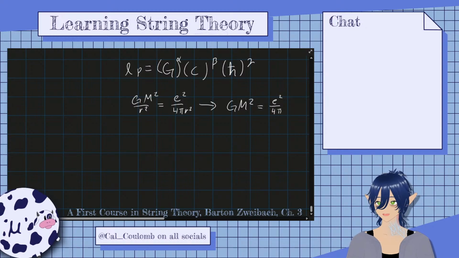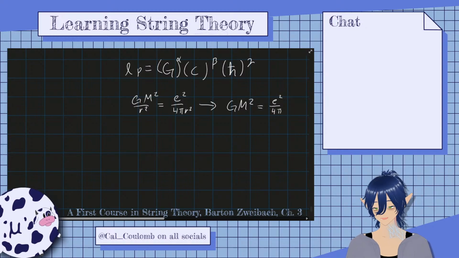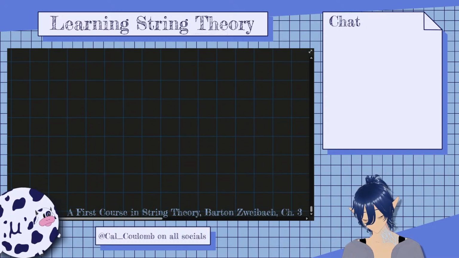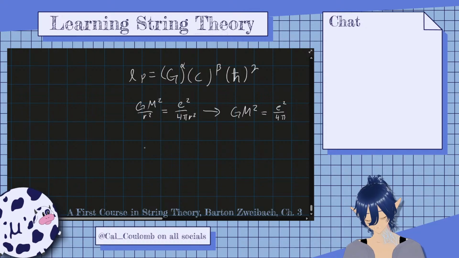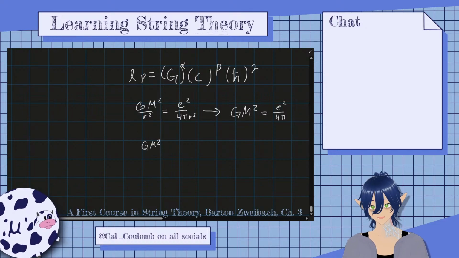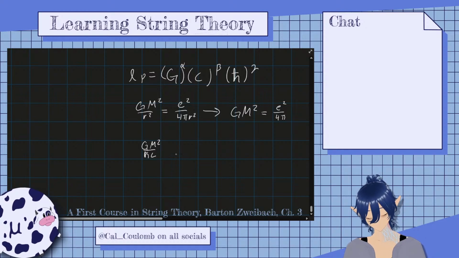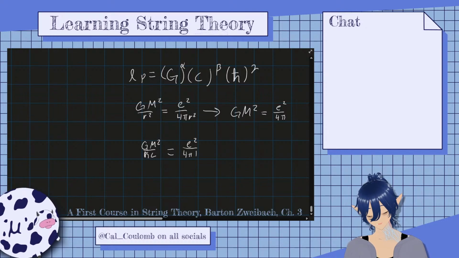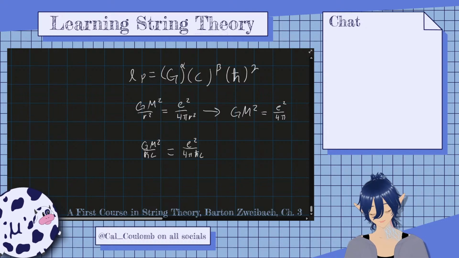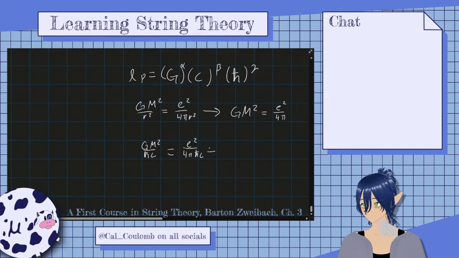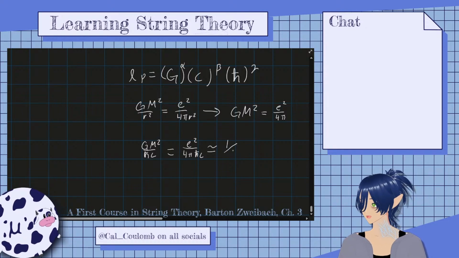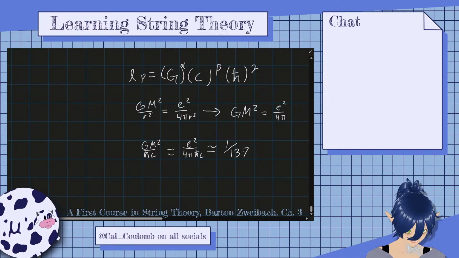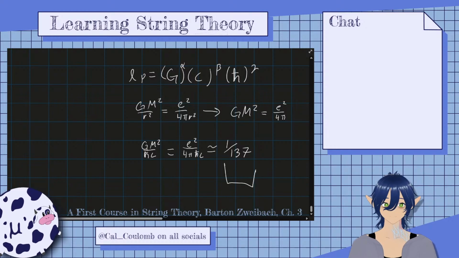It is convenient to divide both sides of the equation by h bar c to find G m squared over h bar c equals e squared over 4 pi h bar c, which is approximately 1 over 137. This is a very important value in electrodynamics. This is called the fine structure constant. Sometimes you'll also see it referred to as alpha.